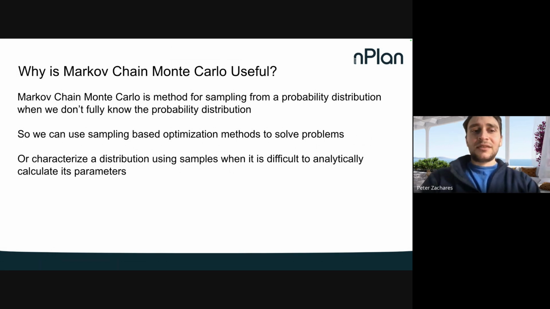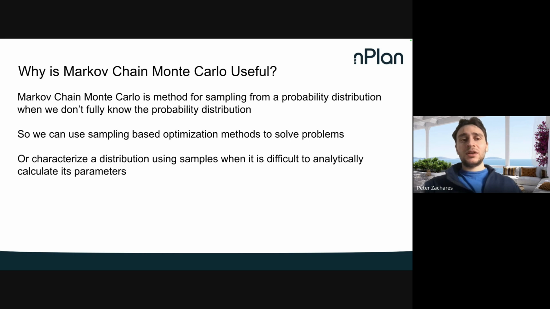MCMC is a method that you see used in a lot of different places. The reason it's used is that it's a method for sampling from a probability distribution when you don't fully know the probability distribution. That might sound pretty niche, but it happens quite a bit, especially when you're trying to combine different distributions that look very different from each other, and you want to know what the joint distribution is, or what the resulting distribution is from taking an expectation. There are a lot of times when that can be quite difficult.